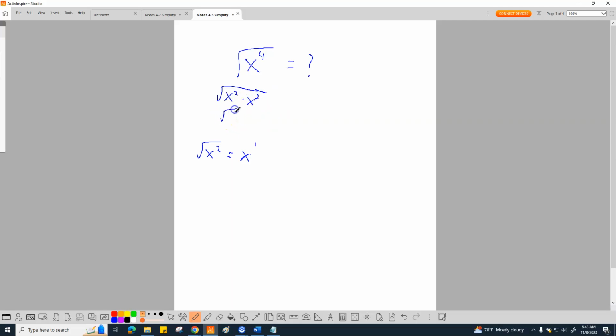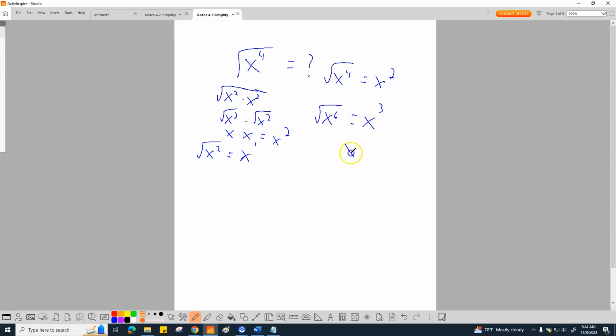So I can basically break this apart as the square root of x squared times the square root of x squared, and I end up with x times x, which gives me x squared. So the square root of x to the 4th is actually x squared. There's a pattern between these numbers. Check this out. The square root of x to the 6th is actually x to the 3rd.